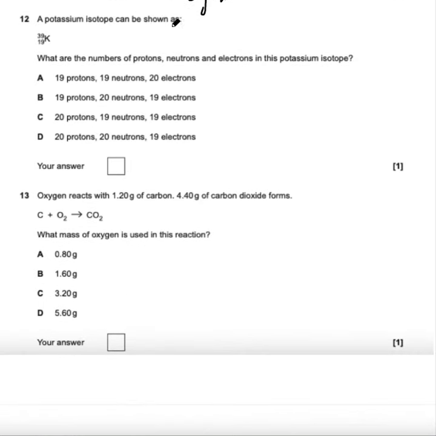A potassium isotope can be shown as this. So 39/19. What are the number of protons, neutrons, and electrons in this potassium isotope? So protons is equivalent to the number of electrons, unless it's an ion. And for the number of neutrons, protons and neutrons make up the mass number. So this is the top number.